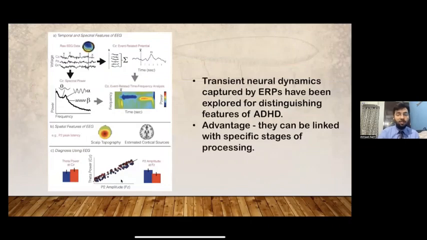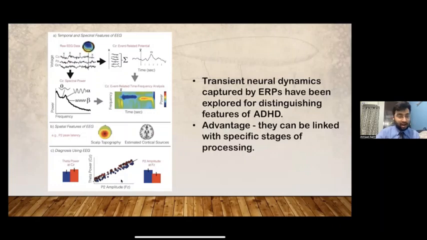The second marker was ERP, or an evoked response potential. Evoked response potential is essentially a transient neural dynamic, and this has been explored for distinguishing features of ADHD. The advantage is that they can be linked with specific stages of processing.